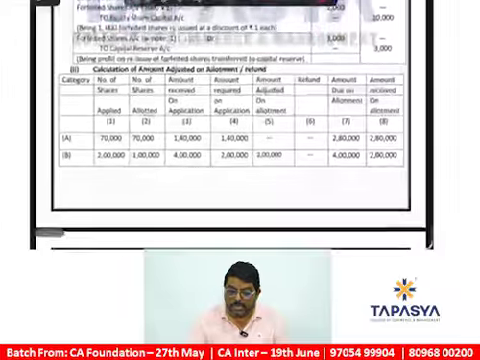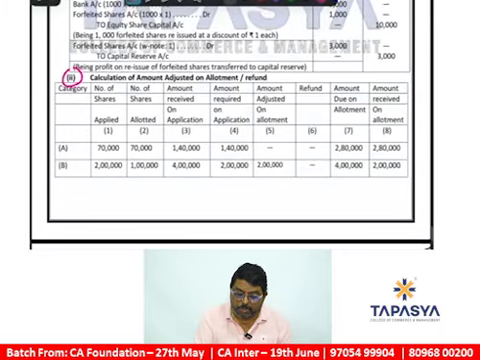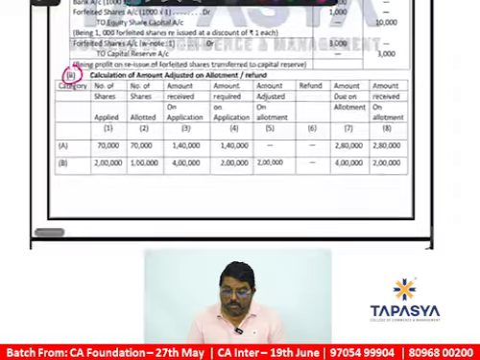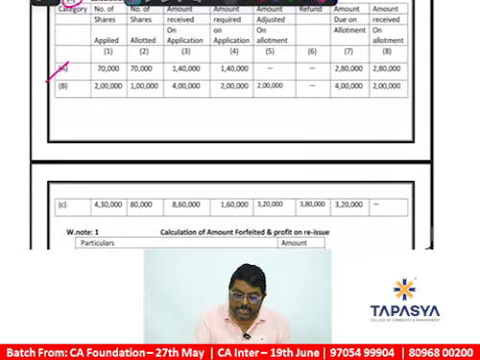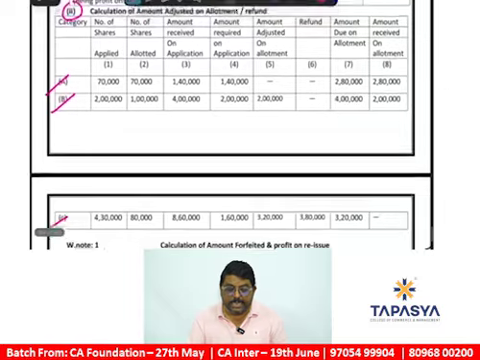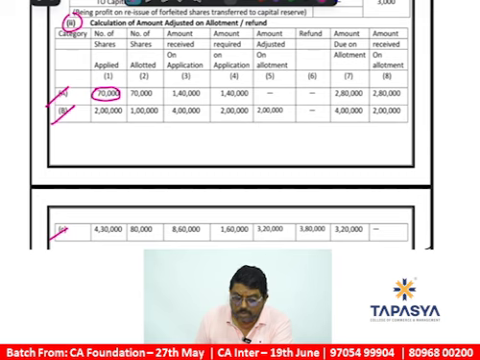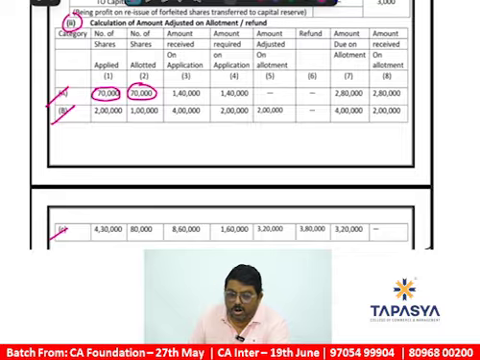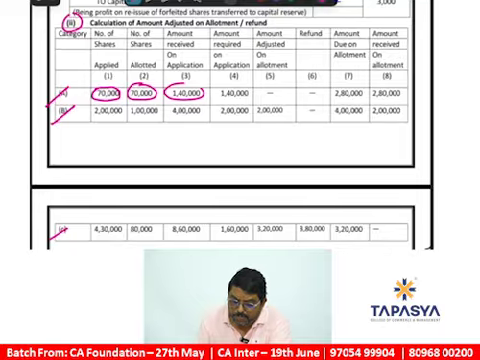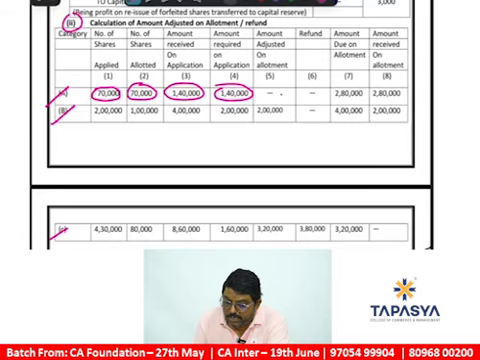First we need to work out, very importantly, working notes. Very important working notes here. So in working notes you may check here category A, category B, category C. Category A you can check it. Number of shares applied 70,000. Number of shares allotted 70,000. Amount received on application 70,000 into 2 rupees, 1,40,000. Required also the same, 70,000 into 2 rupees, 1,40,000. There is no excess money to allotment. There is no excess money to refund.